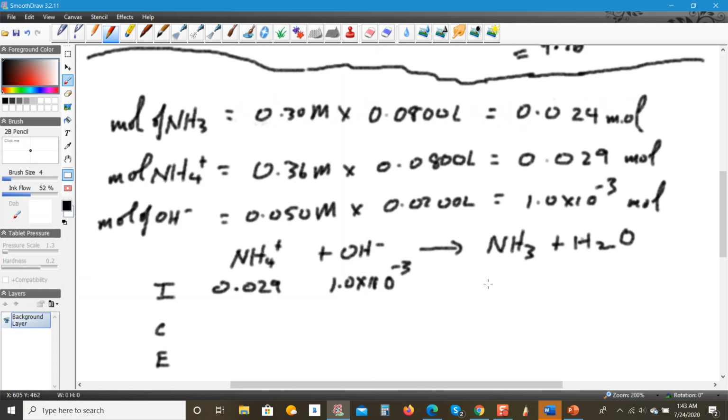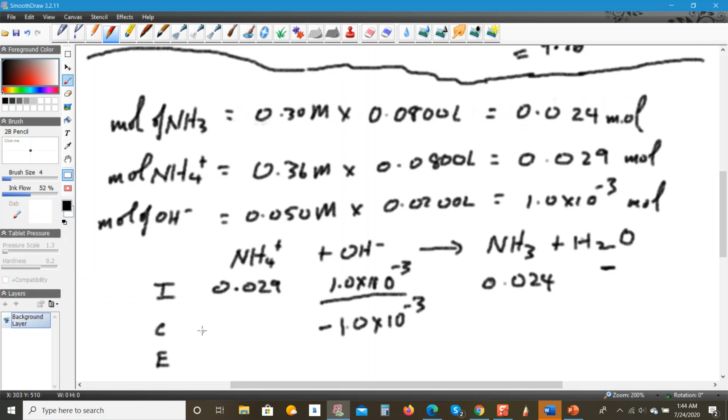Well, because this reaction goes to completion, the limiting reactant would be used up. And obviously, that limiting reactant would be the hydroxide here, right? So therefore, all of it would be used up. So as far as the change of hydroxide is concerned, it's minus 1.0 times 10 to the minus 3 moles. And because of the stoichiometry, this would be the same in terms of the change, minus 1.0 times 10 to the minus 3 moles. And then over here, it's going to be plus 1.0 times 10 to the minus 3 moles.